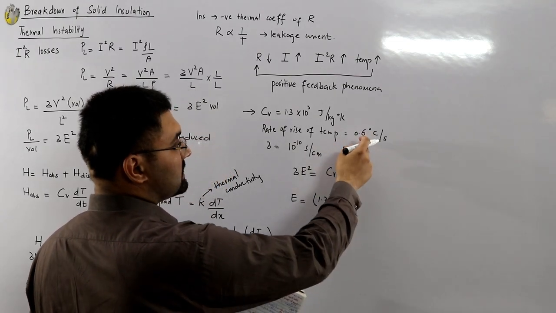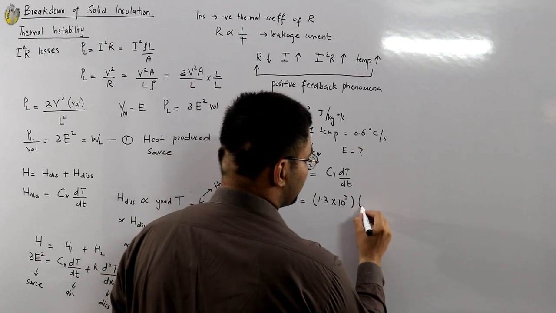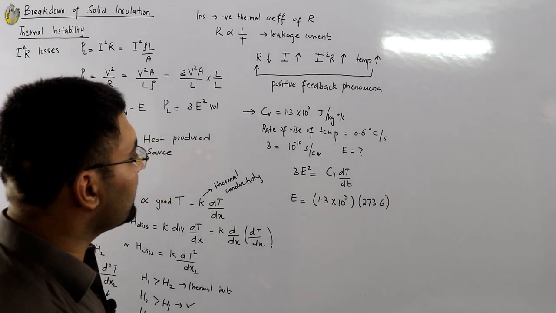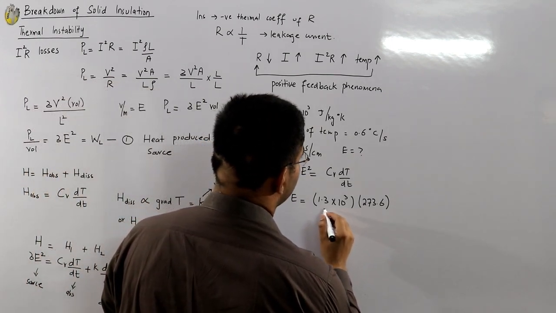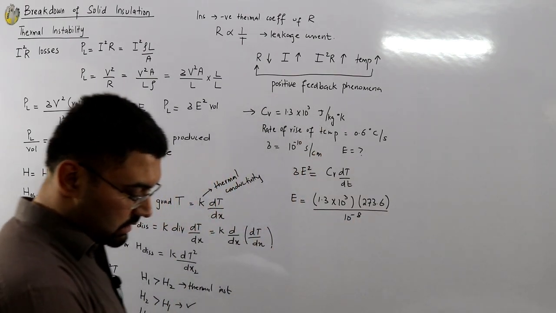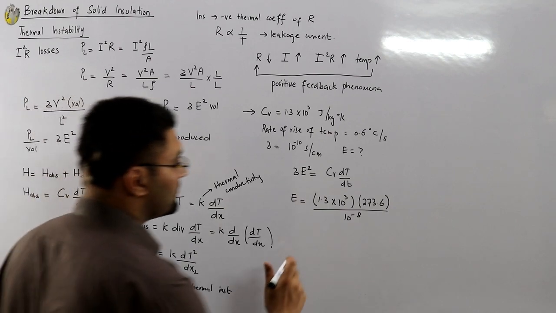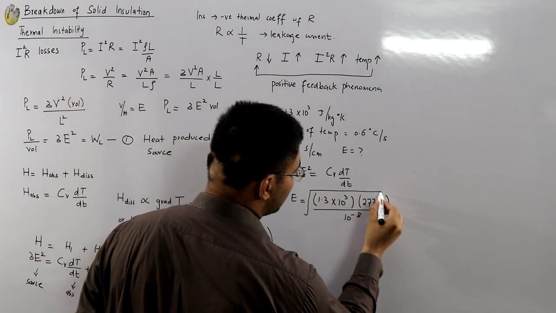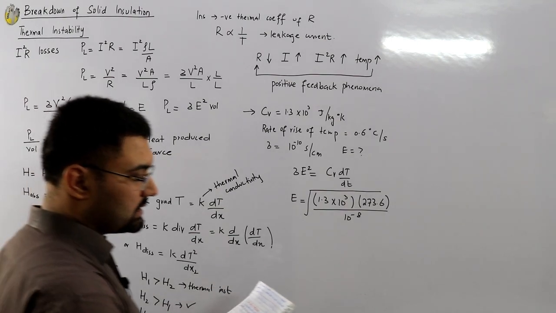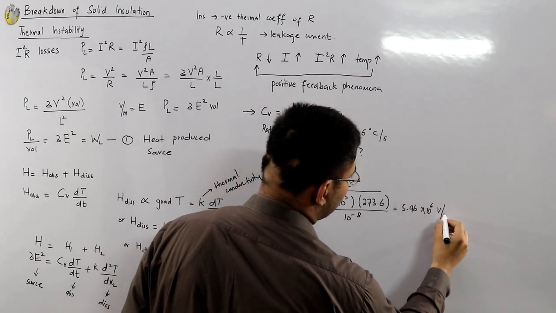The rate of rise of temperature is 0.6 degree centigrade. You need this in degree Kelvin. So this would be 273.6 degree Kelvin. And divide it by 10 to the power negative 8. Why? Because it is for per meter. And I would take a square root of this. What does this come out to be? So the electric field required to bring about thermal instability is 5.96 into 10 to the power 6 volt per meter.